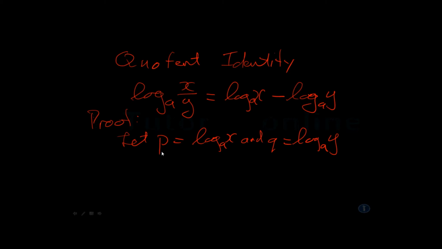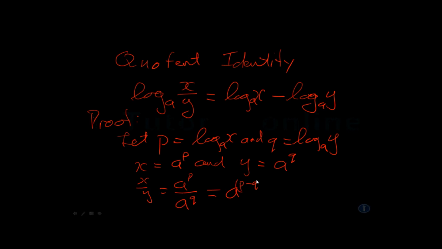Then again, from the definition of logarithms, which we use quite a lot now, we can say that x is equal to a to the power of p and y is equal to a to the power of q. Now, if we say x divided by y is then obviously equal to a to the power of p divided by a to the power of q. Using my exponential laws again, this is obviously a to the power of p minus q.